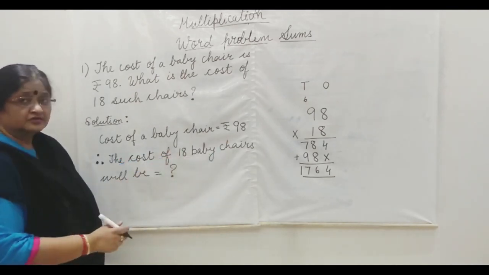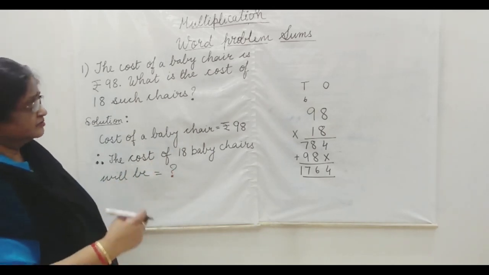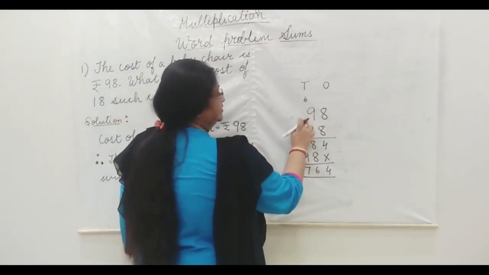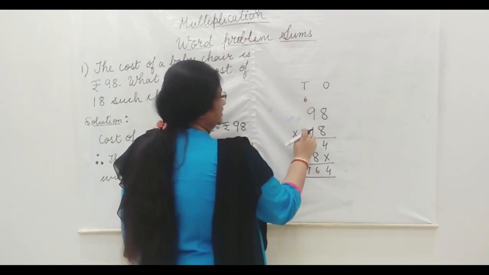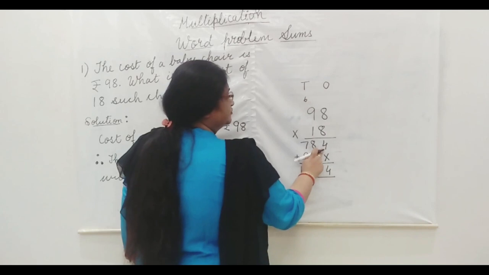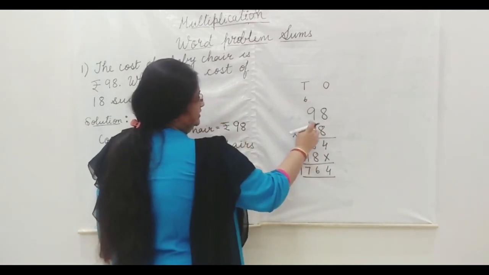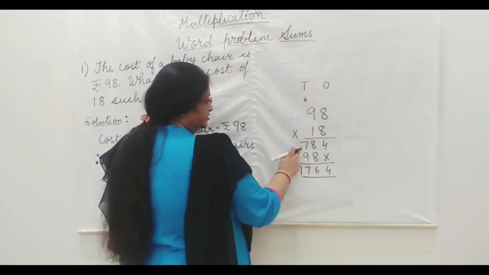We don't know the cost right now, so we'll find it out. So I put a question mark over here. Now let's find out the cost of it. Let's see, we'll multiply one with many. One chair rate, we'll multiply with many chairs. Let's see. 8 8s are 64, so 4 I have written here, 6 carry on. 8 9s are 72, plus 6 we have got 78.